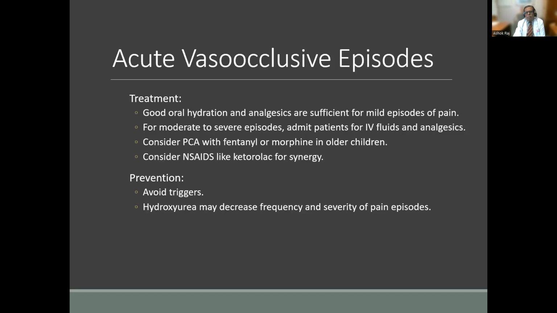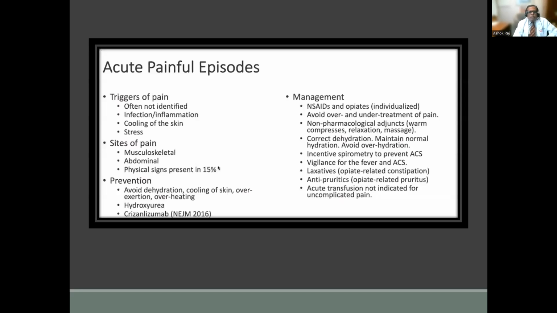Just a caution, be judicious about the use of NSAIDs, because excessive use can lead to complications like kidney disease and hypertension. In patients who have pre-existing kidney disease and hypertension, you want to really think twice if you have to use NSAIDs in the acute setting. Now, again, prevention is avoiding the triggers, and hydroxyurea has clearly made a dramatic change in the frequency and severity of pain episodes in these patients. So this is again a summary of what we talked about.